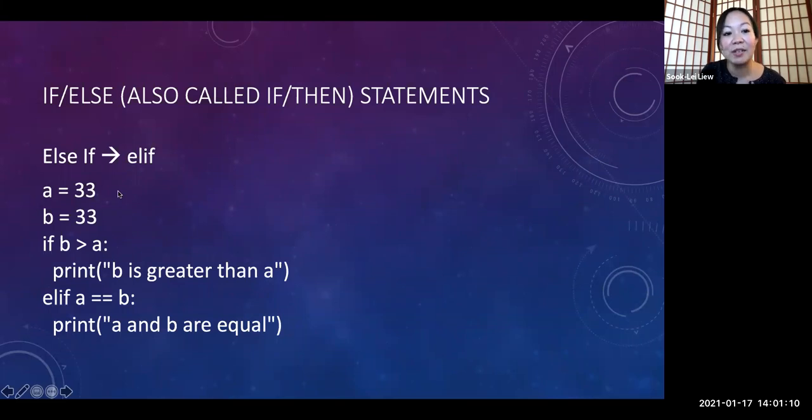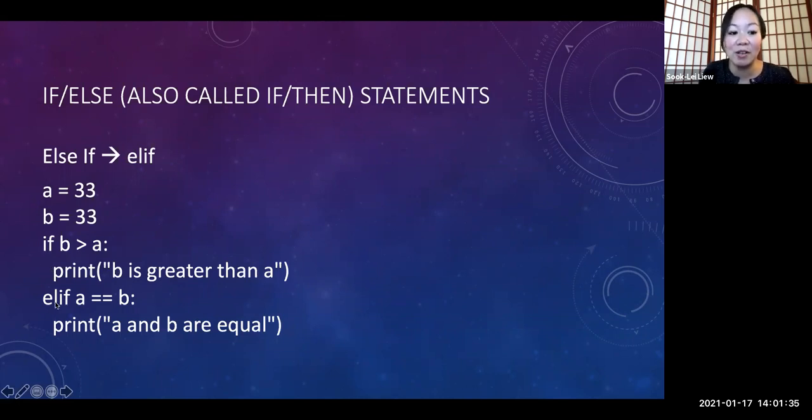There's also something called an else if. So this adds a second condition, right? So if A is 33 and B is 33, and we say if B is greater than A, print B is greater than A, in this case, this would not print because this is not true. So if you have this statement, nothing happens because we only gave it this first part of the command.